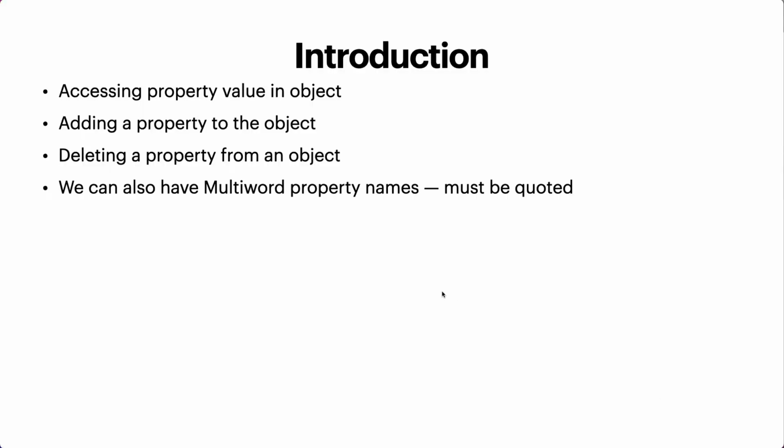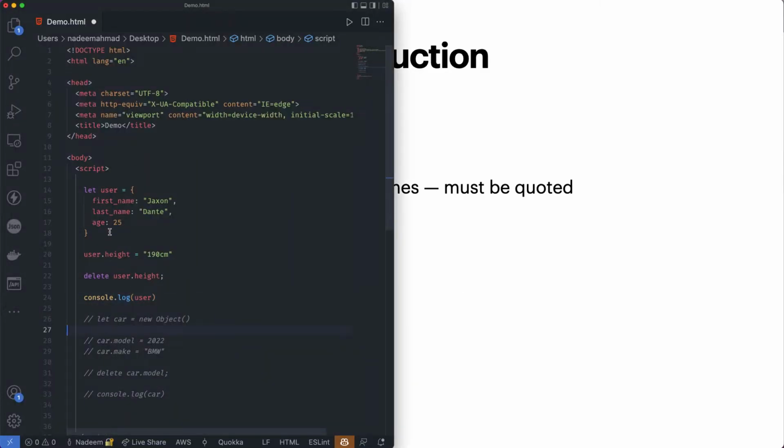We can also have multi-word property names. So for example, if I want to have a property over here, like first name, I'm making use of the underscore over here just to combine the two words. What if I don't want to make use of the underscore over here, and I want to use multiple words for the key?